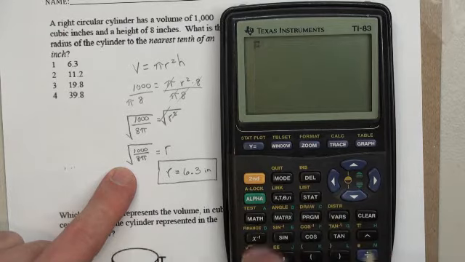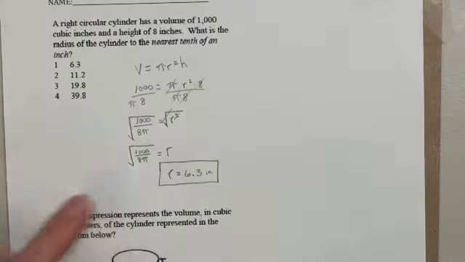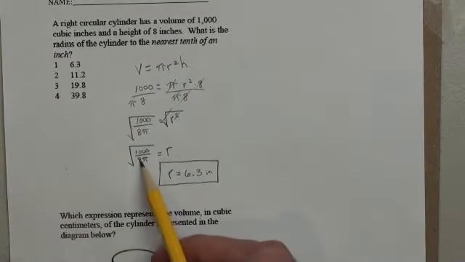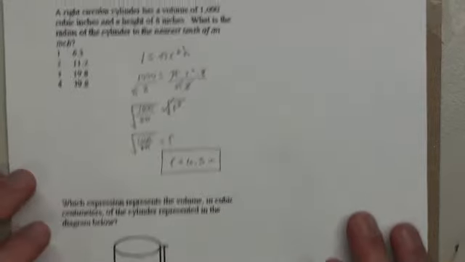Now I don't even want to show you what happens if I put it in the other way, because I don't want you to do the wrong thing. Just do it how I said, because otherwise you'll get the wrong answer. If you don't put that 8 pi in parentheses in the calculator, you get the wrong answer.